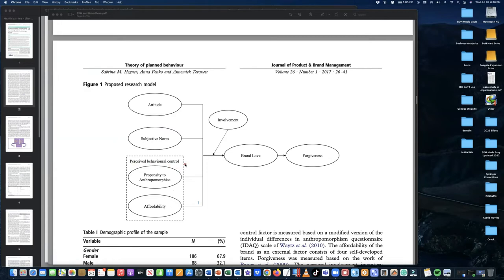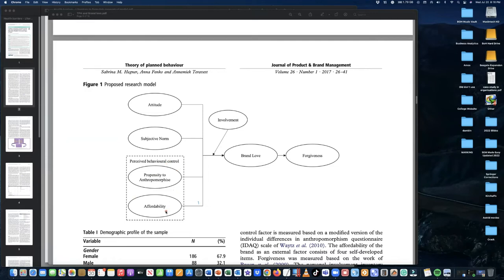This one is perceived behavioral control, but he has read the literature. This is coming from the literature. The literature says affordability is an issue, and so is the propensity to anthropomorphize and treat the brand like a human being. It's also a variable. So he has put them under perceived behavioral control. This one is coming from the literature review.